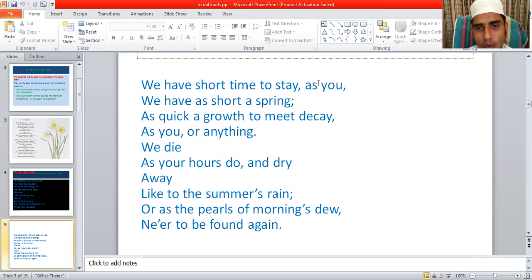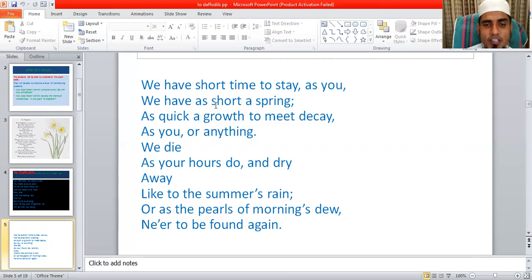Here the word you indicates that the poet makes personification of the daffodil flower. He gives the person equality to the daffodil flower. So we have a short spring. Here spring means youth. The poet says we have as short as spring.